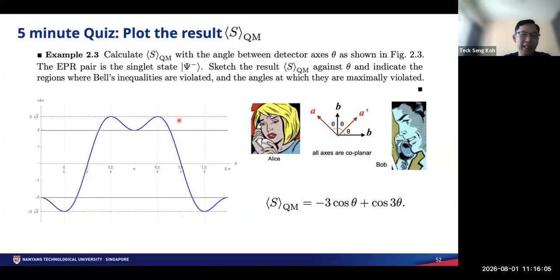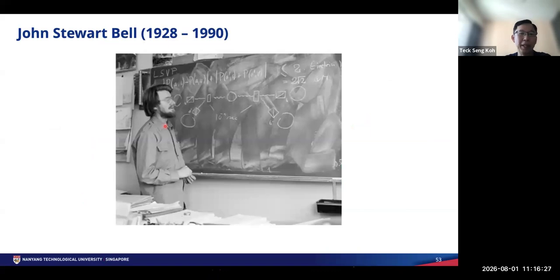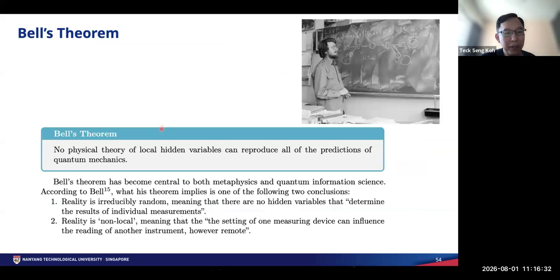Yeah, and okay, I mixed up the slide, but the experiments show that indeed quantum theory is correct. And Einstein was wrong because you get experimental results in this range where Bell's inequality was violated. John Bell died in 1990, and now we know Bell's theorem: no physical theory of local hidden variables can reproduce all of the predictions of quantum mechanics.